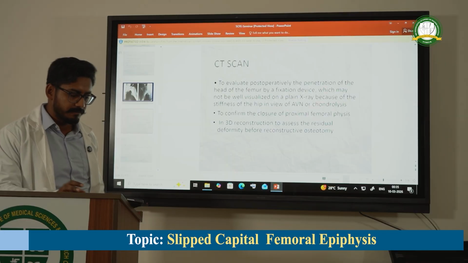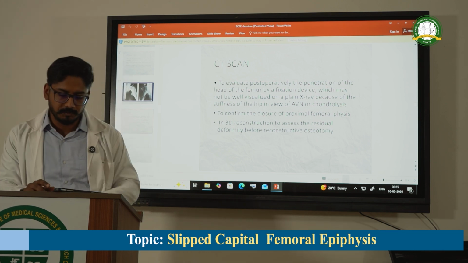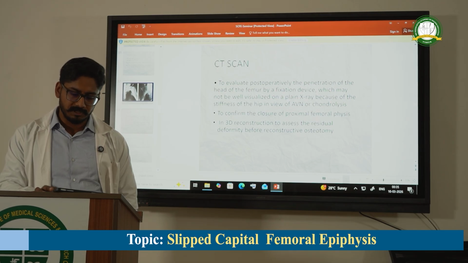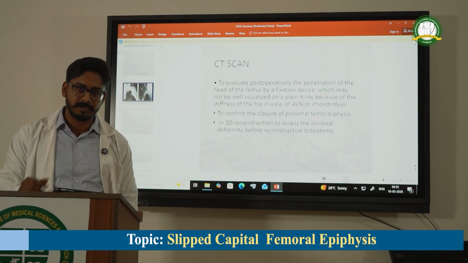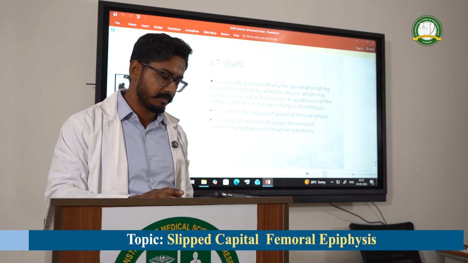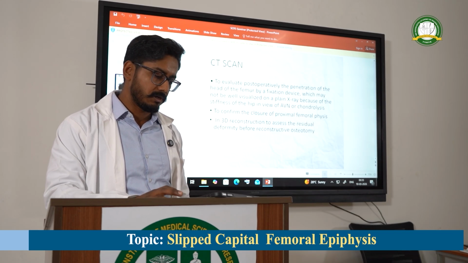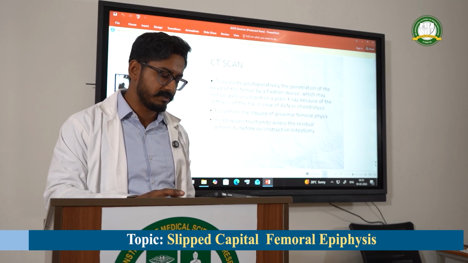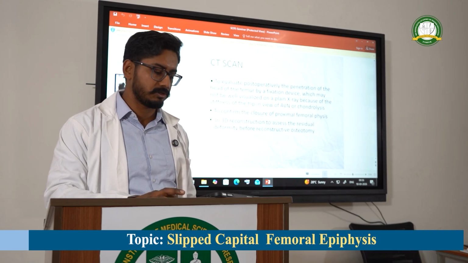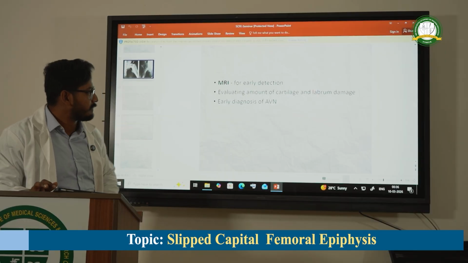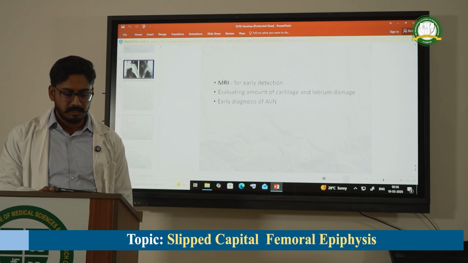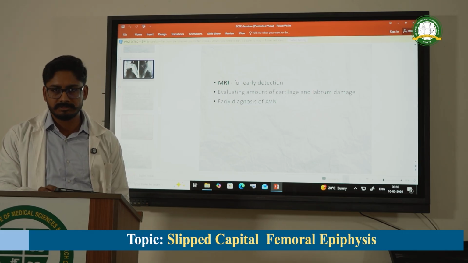Then we can go for a CT scan. This is mainly to evaluate post-operatively the penetration of the head of the femur by the fixation devices that we use, which we will explain later, which may not be well visible on the X-rays. This is also used to confirm the closure of the proximal femoral epiphysis. In 3D reconstruction, it is used to assess the residual deformity before reconstruction osteotomy. We can also get an MRI done for early detection, evaluating the amount of cartilage and labrum damage, and early diagnosis of avascular necrosis of the head.